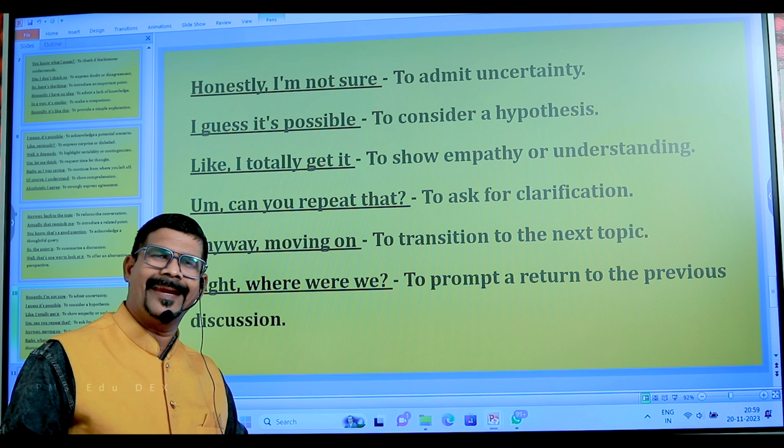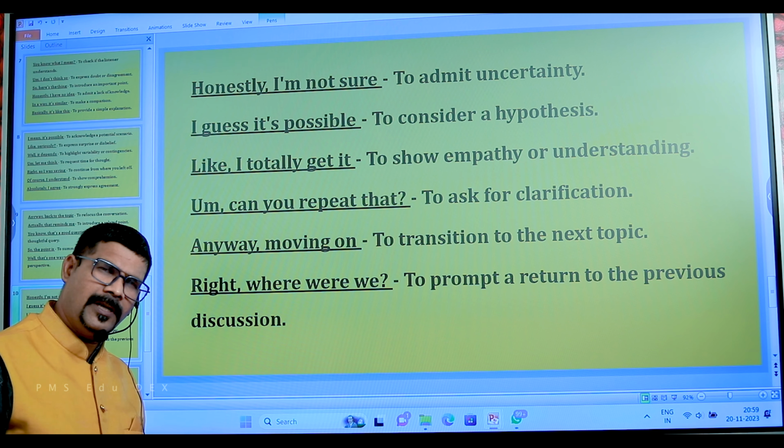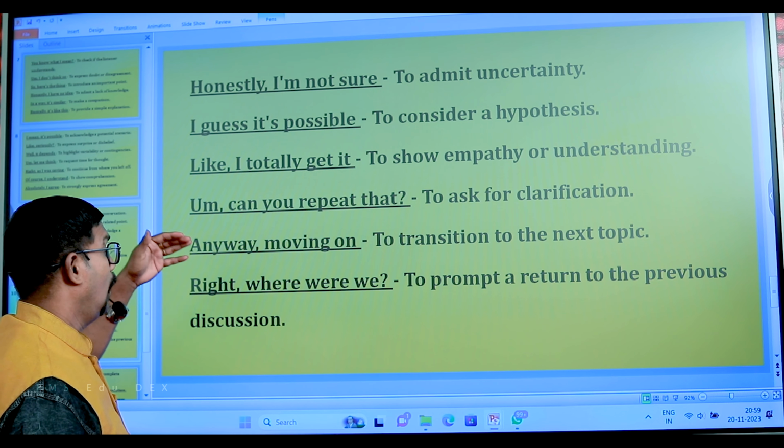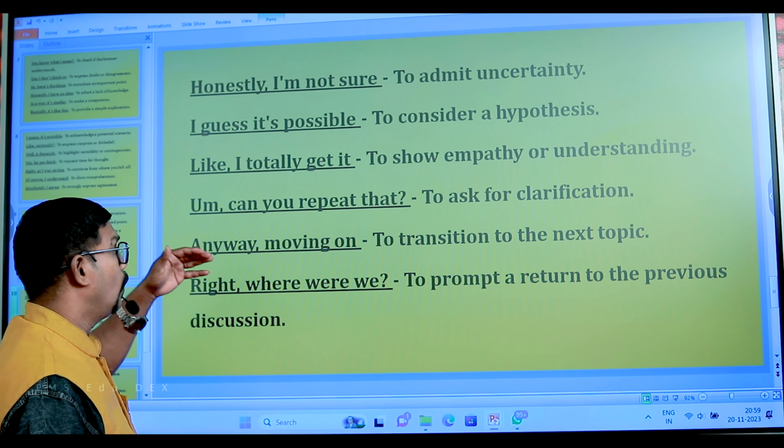Can you repeat that? To ask for clarification. When you have a doubt, you can ask this. The filler phrase is "can you repeat that?" We are asking again for clarification.